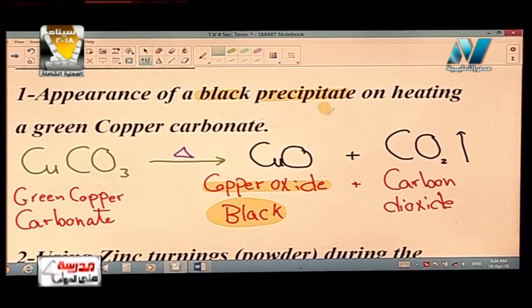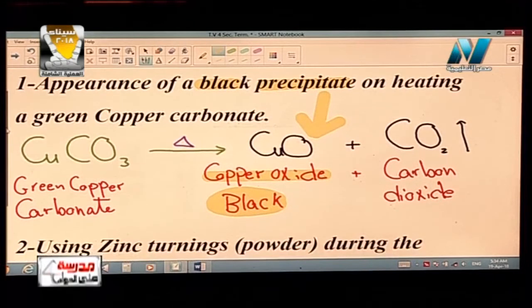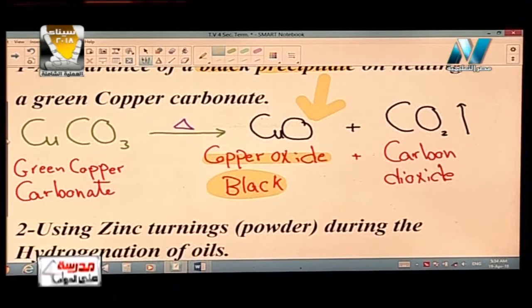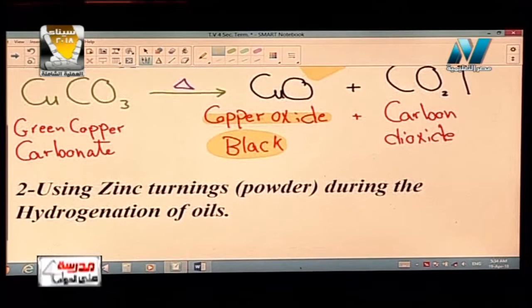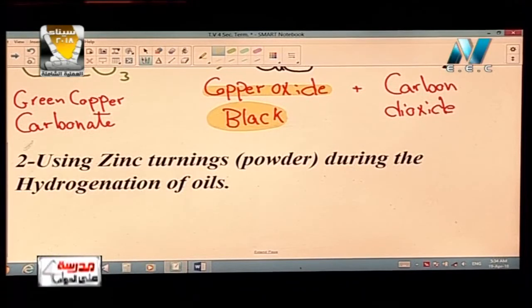So we talk here about copper oxide. Okay, we can answer by chemical equations. Here we have another give reason: using zinc turnings or powder during hydrogenation or hydration of oil.